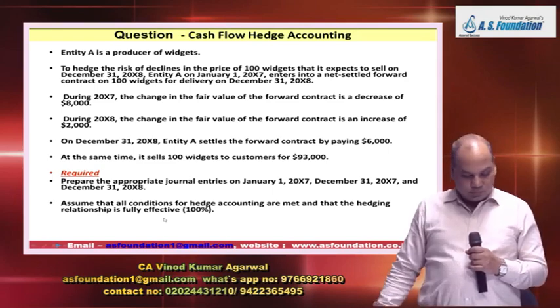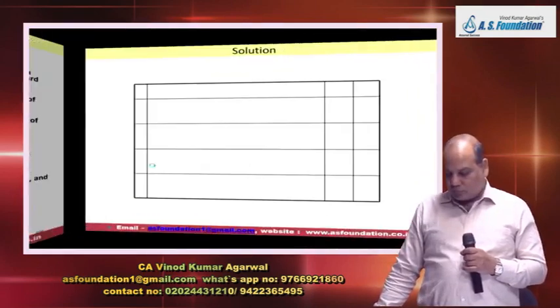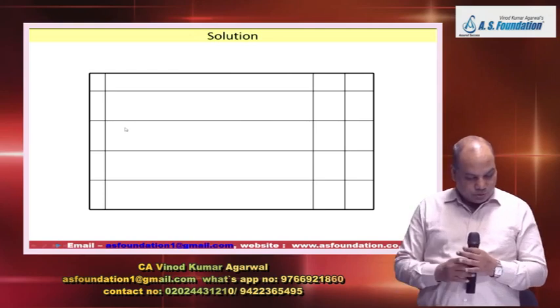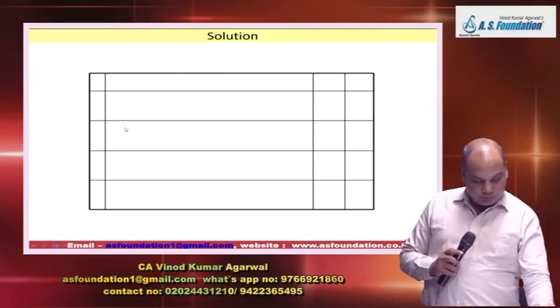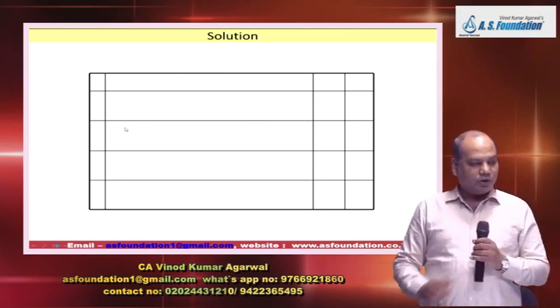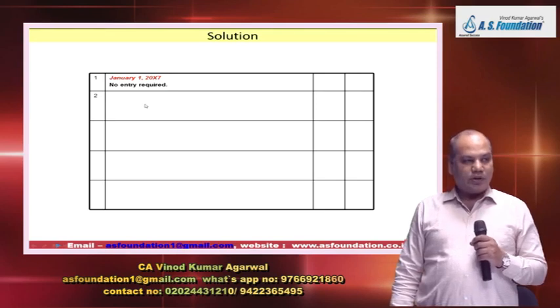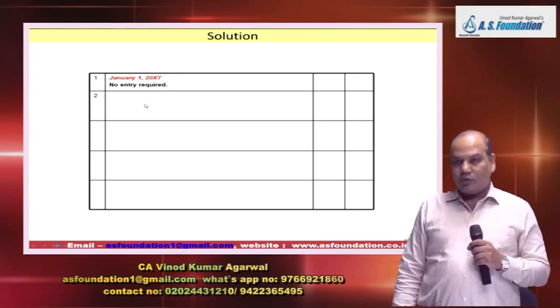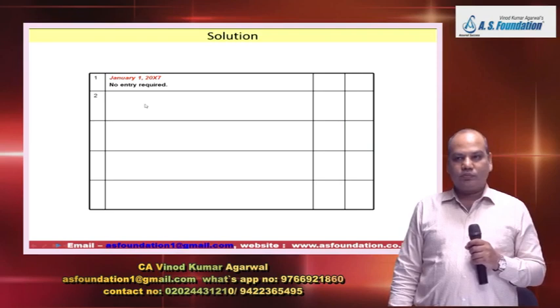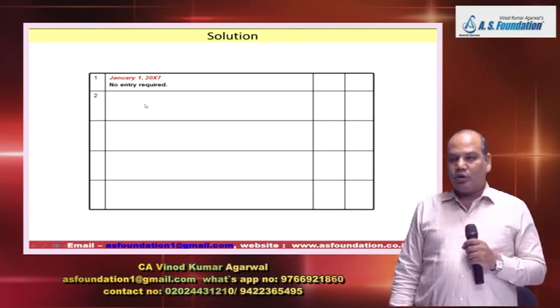So write down, in the books of entity A, journal entries, cash flow hedge accounting. Heading is cash flow hedge accounting. 1st January 2017. Write no entry required.